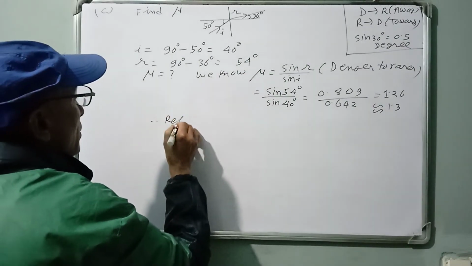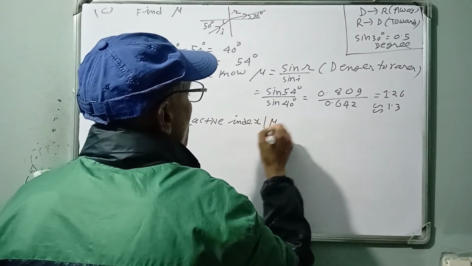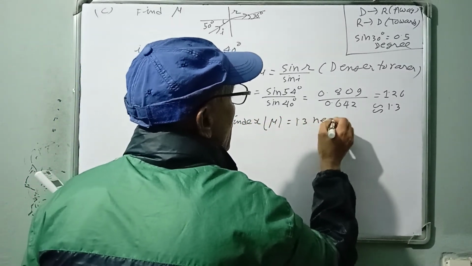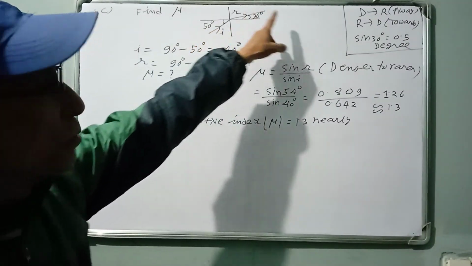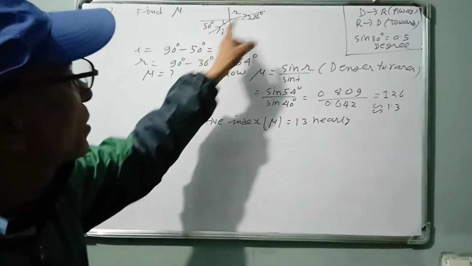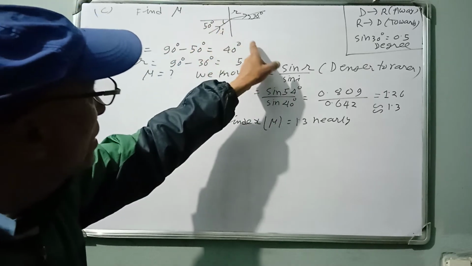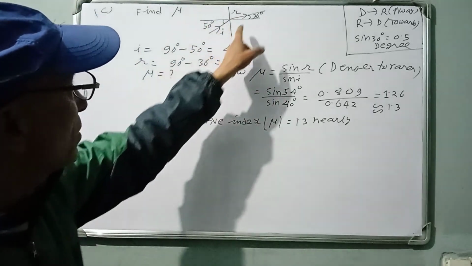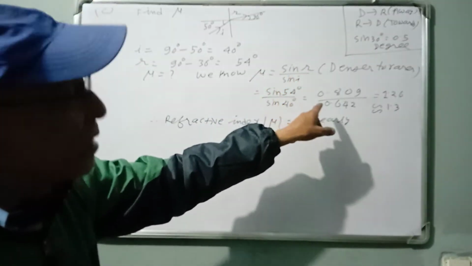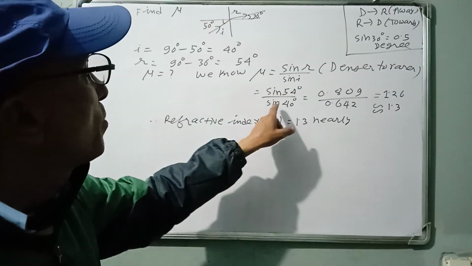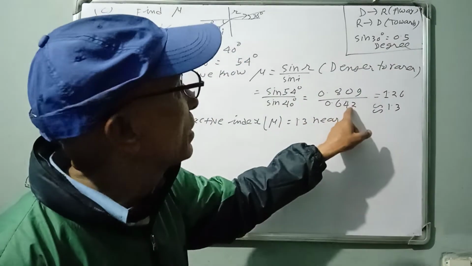Therefore, refractive index mu equal 1.3 nearly. See, first of all, you have to know the light is passing from denser to rarer medium. It is bent away, means denser to rarer. This is the angle of incidence, 90 minus 50, 40. Angle of refraction 90 minus 36, 54. Then mu equals sine R by sine I, that is sine 54 by sine 40 degree. Check the value of sine 54 degree and sine 40 degree.